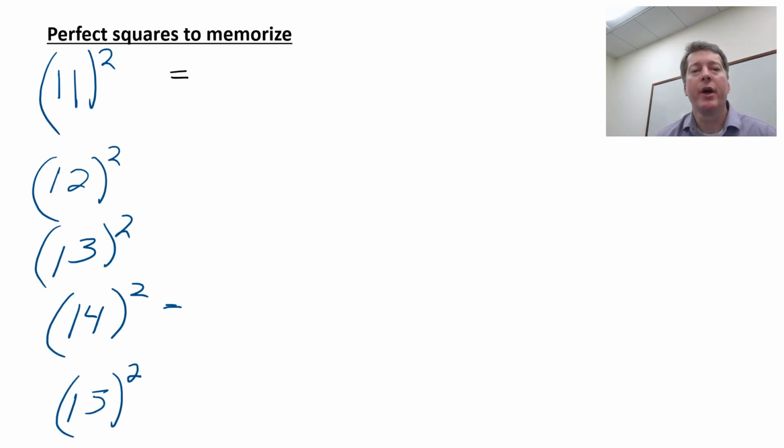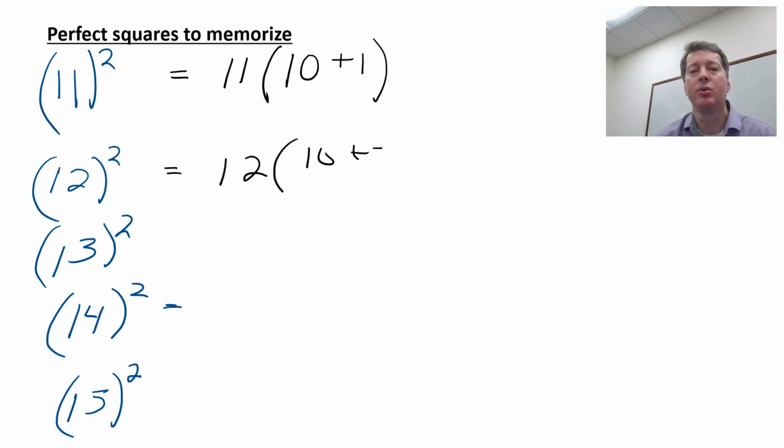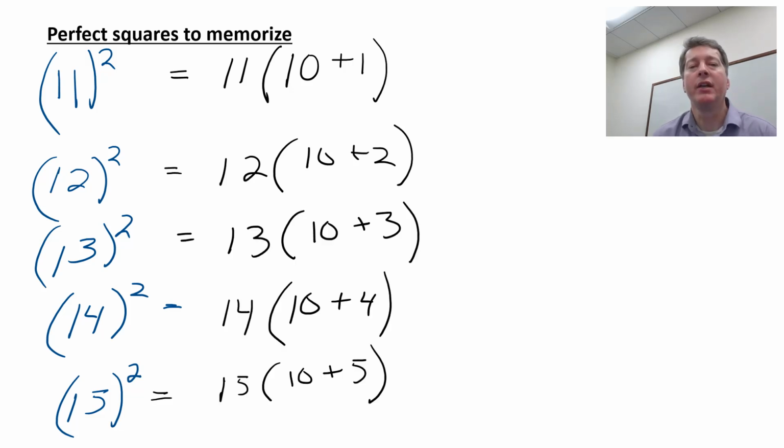Let's talk about some perfect squares that it's really good to memorize. You probably remember all the perfect squares from 1 to 10, but how about some bigger numbers? These are really good to memorize. 11 squared. If you forget it, the easiest thing to do, this is the same thing as 11 times 11, but that is the same thing as 11 times the quantity 10 plus 1. And 12 squared, the same as 12 times the quantity 10 plus 2, etc. So let me write these out. 11 times the quantity 10 plus 1.